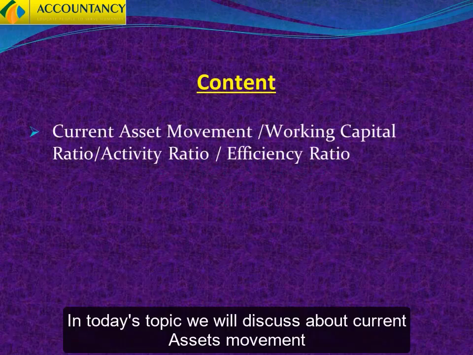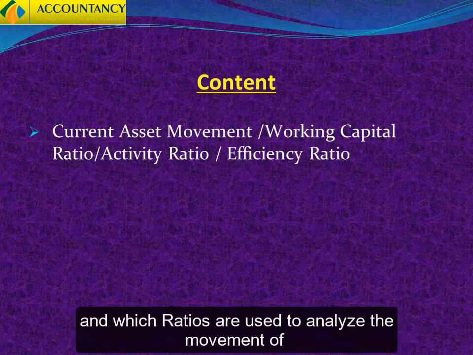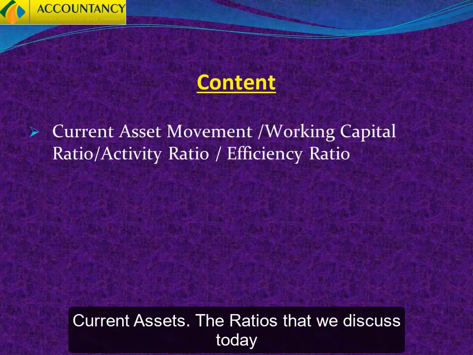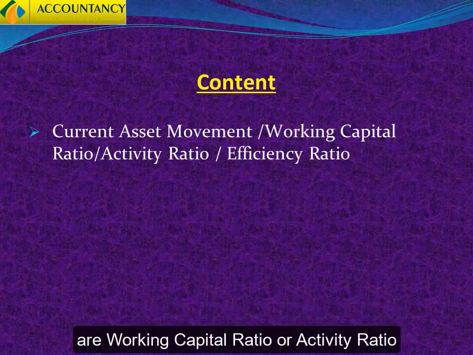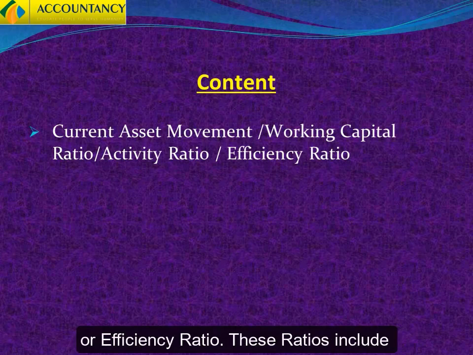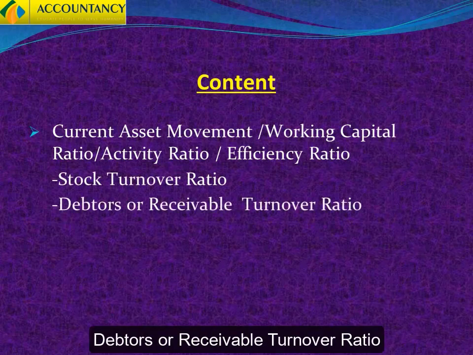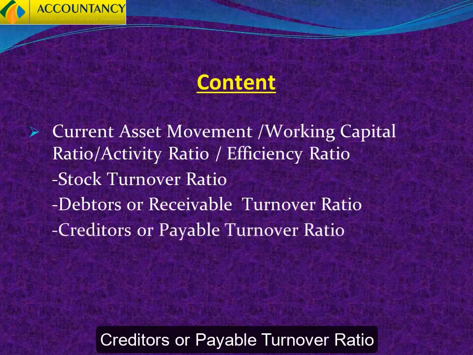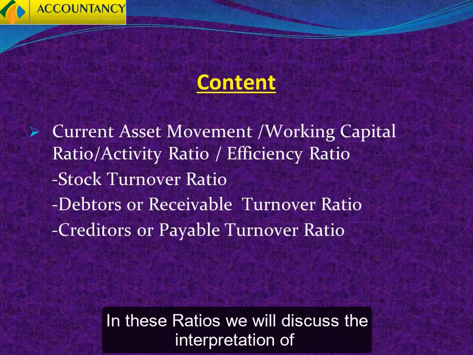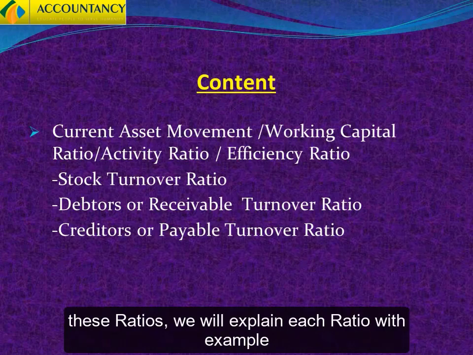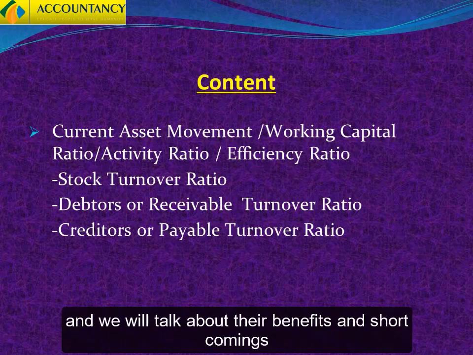In today's topic, we will discuss current asset movement and which ratios are used to analyze the movement of current assets. The ratios that we discuss today are working capital ratio or activity ratio or efficiency ratio. These ratios include stock turnover ratio, debtors or receivable turnover ratio, creditors or payable turnover ratio. In these ratios, we will discuss the interpretation of these ratios. We will explain each ratio with example and we will talk about their benefits and shortcomings.